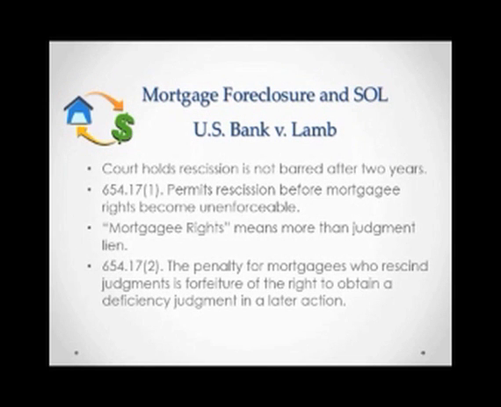They also found that the rescission is not barred after 2 years. 654.17 permits rescission before mortgagee rights become unenforceable. So the court found that that means more than just the judgment lien. Also, they noted that the penalty for mortgagees who rescind judgments is just forfeiture of the right to obtain a deficiency judgment in a later action. So that suggests that's the only penalty that's imposed. It's not extinguishing the mortgage and all underlying interests.